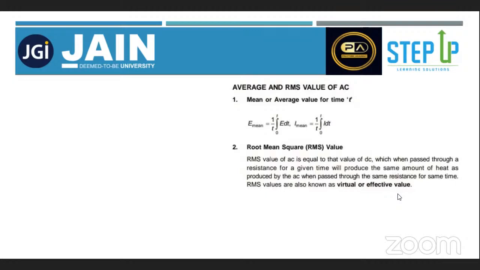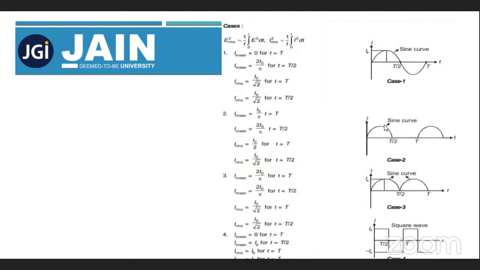Okay, so when I'm talking about average value for different things, if I take different limits, we get different answers. So when we're talking about E square RMS, it is given like this. If I'm talking about I mean from 0 to T, 0 to T means what? This is for one cycle. So for one cycle, if I'm trying to find the average value, it will be equal to 0. If I'm trying to find it for half cycle, it will be equal to 2 I naught by pi. I RMS is equal to I naught by root 2, where the limit is T. So you have to remember this.